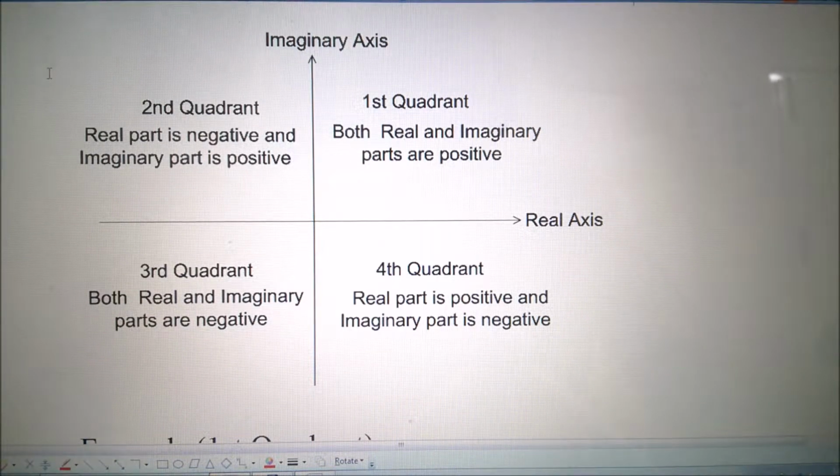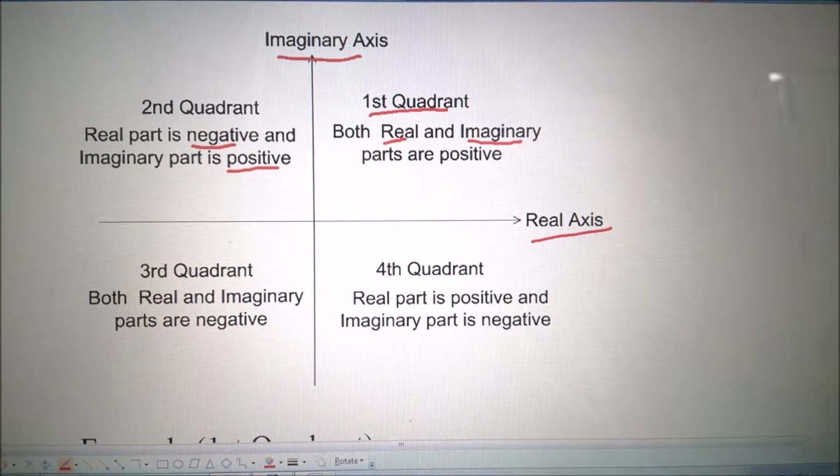Further, we'll recapitulate the complex number in further detail. We know that a complex number can be represented on the real axis and the imaginary axis. This is the imaginary axis. In the first quadrant, both real and imaginary are positive, and in the second quadrant, real is negative because it is the x coordinate, and imaginary is positive because it is the y coordinate.